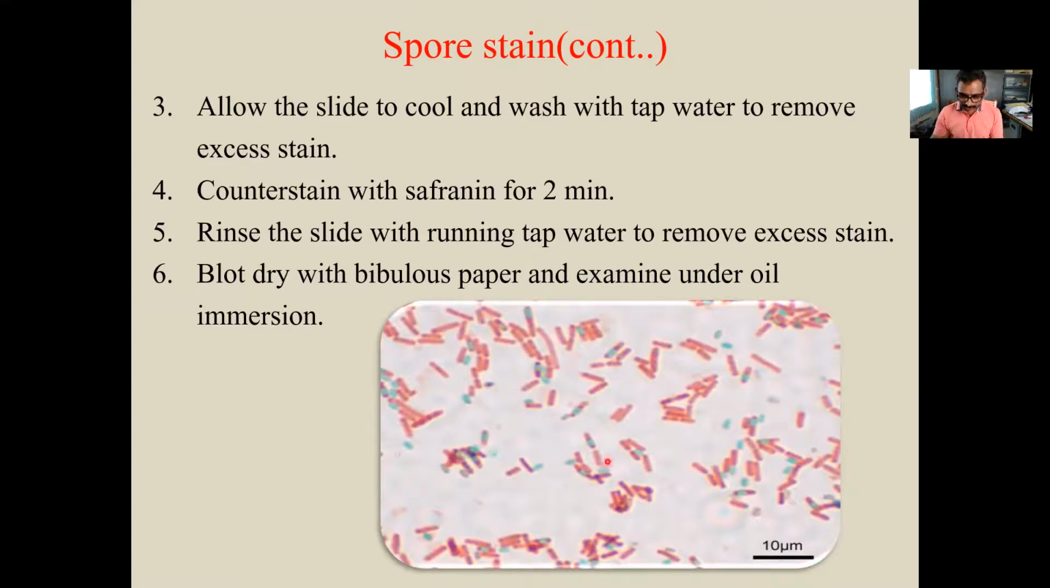When you observe under microscope, if there are endospores, you can see them green in color because they have taken malachite green. And the vegetative cells appear pink or reddish in color because they have taken safranine. So this is the endospore staining.